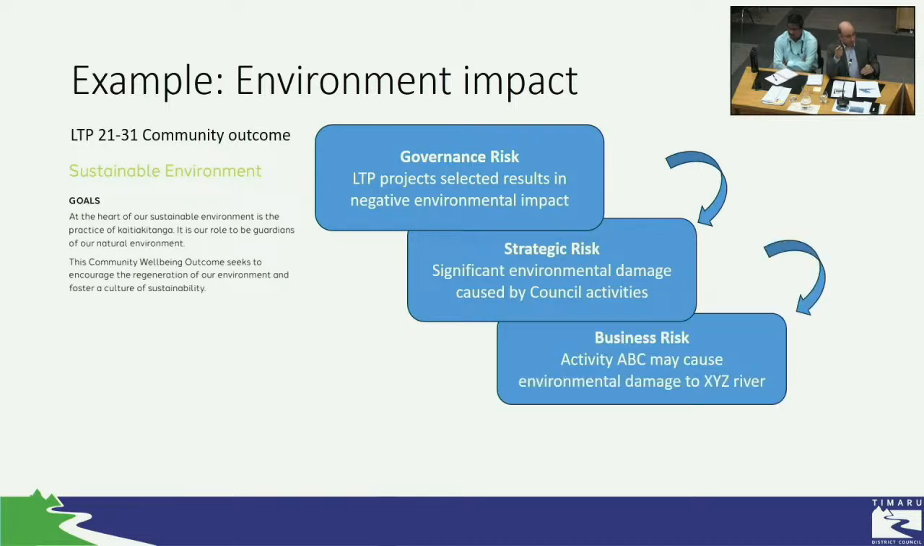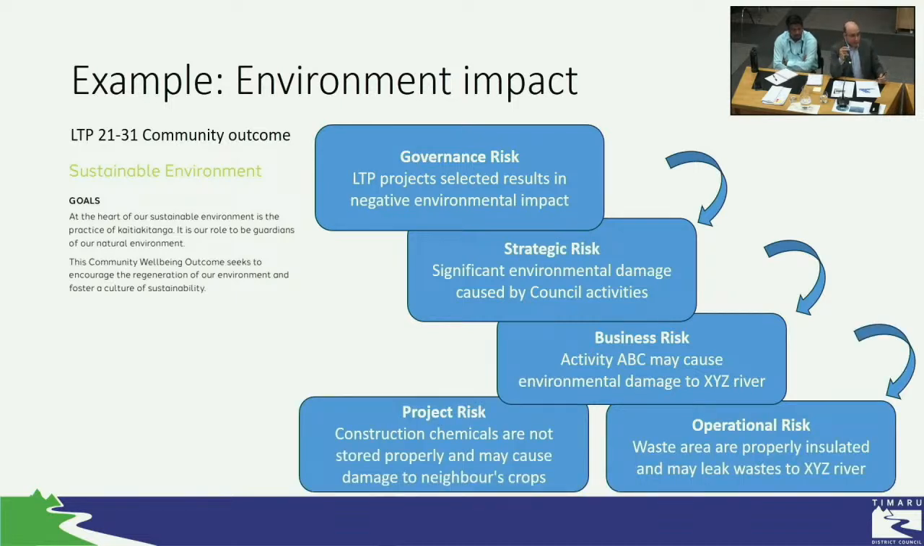Okay, let's go one step down. The business risk is that a specific activity may cause environmental damage to a specific area or river. And finally, one level below that, for example, waste areas aren't properly insulated and may leak waste to XYZ river. So now we are targeting a specific operation on a daily basis. You might have a project risk that also addresses the same environmental impact. So this is how the risks are leveled and aligned with each other.